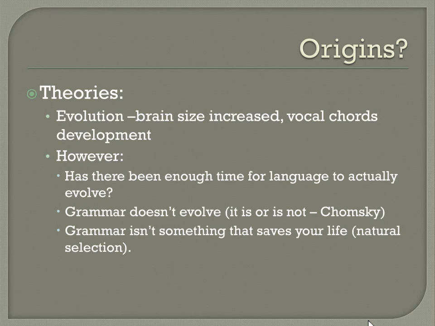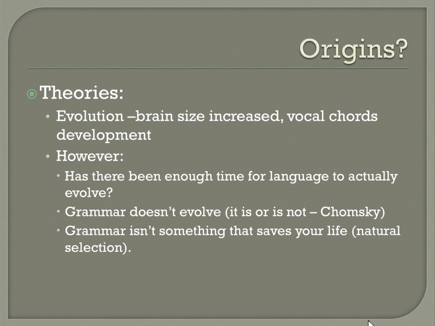Some other theories are evolutionary: as brain size increased, our vocal cords developed. This is fairly well supported. We got the brain space to be able to have language, and those vocal cords, through a mutation in genetics, were at the right time in the right place, and their development was aided by this increase in brain size.